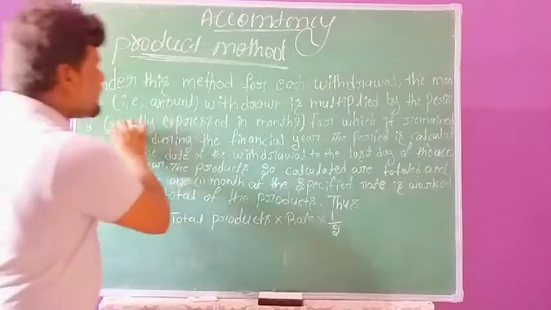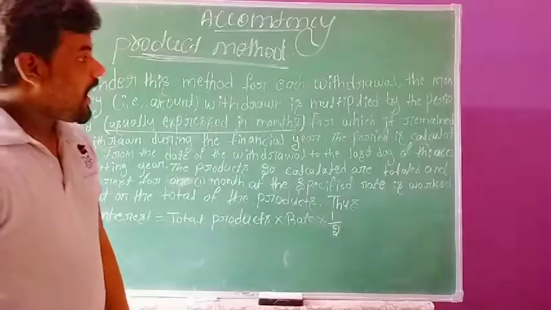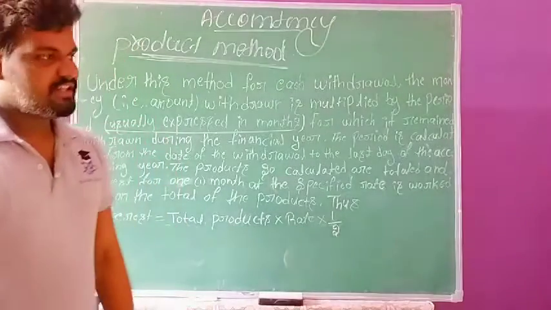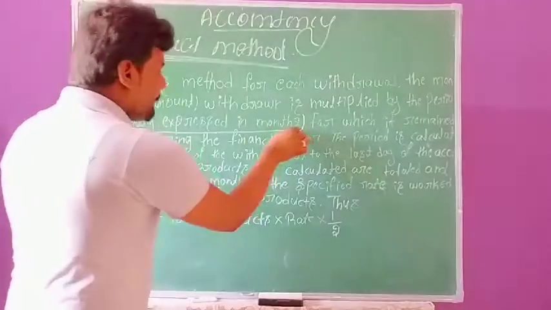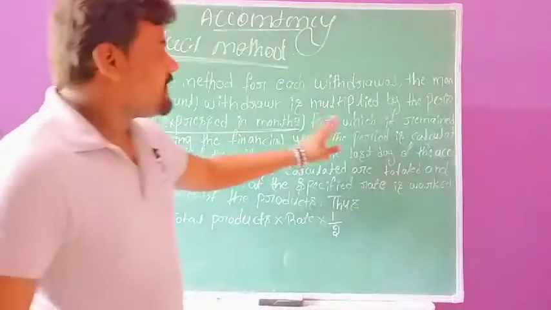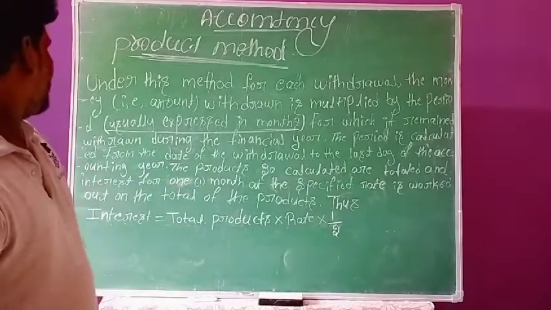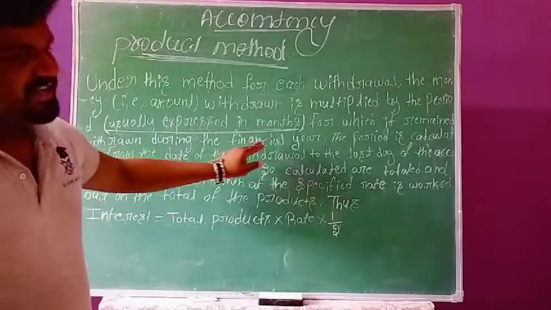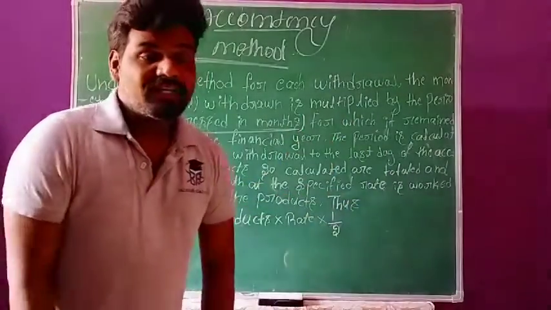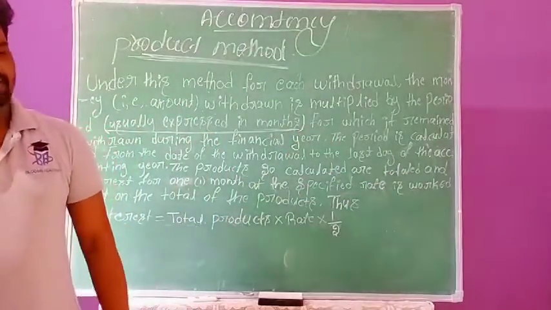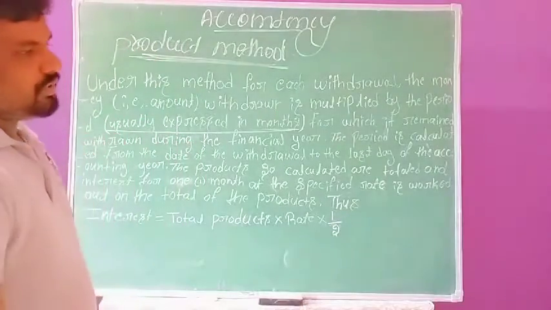The period is usually expressed in number of months for which the amount remained withdrawn during the financial year. Whatever amounts we have withdrawn from the business, for that amount we need to calculate the total interest.